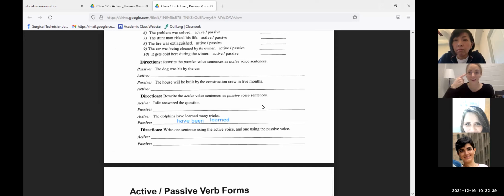It looks really funny because it's like three verbs together. You really want three verbs, but this is the correct present perfect passive, have been learned. And now we can put the doer of the verb: many tricks have been learned by the dolphins. Good. All right, you all figured it out. Great job.